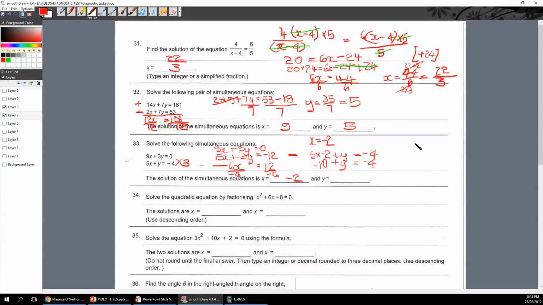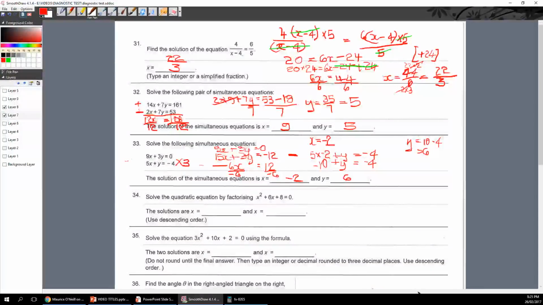And then if I add 10 to both sides, I get y equals 6. I'll maybe just put the extra step in. I've got a bit of room there. Y equals 10 minus 4, because I've added 10 to both sides, which equals 6. Y equals 6. Okay, negative 2, 6.